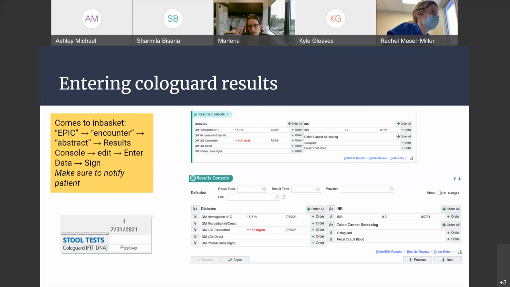So the way you do this, again, this is something to just come back to when you have that situation, is you go to the top left where Epic is and you create an encounter and you name it abstract, and you'll see something called results console. So you'll go down to Cologuard and you'll click this little test tube button. And when you click that, it'll give you a space to type in positive or negative, as well as a space to write the date in. And once you click close and you sign the visit, it'll pop up in the results review, like here in the bottom left.